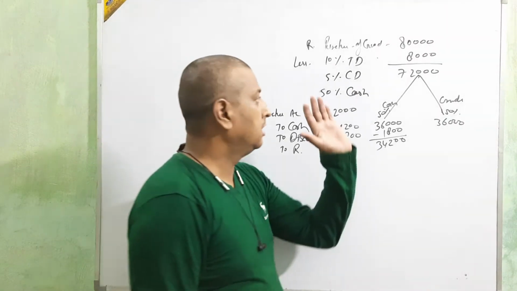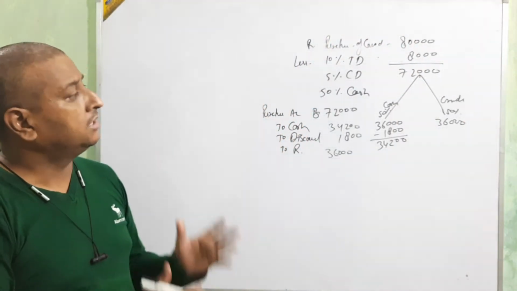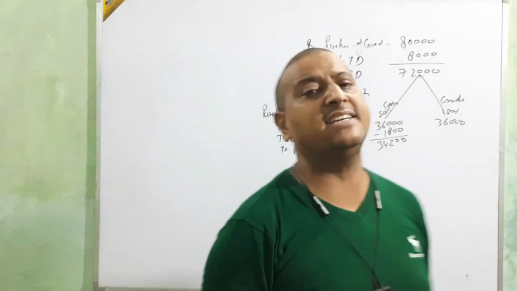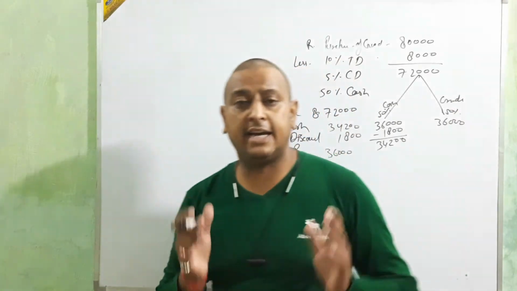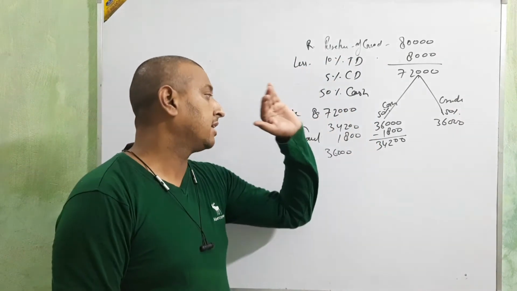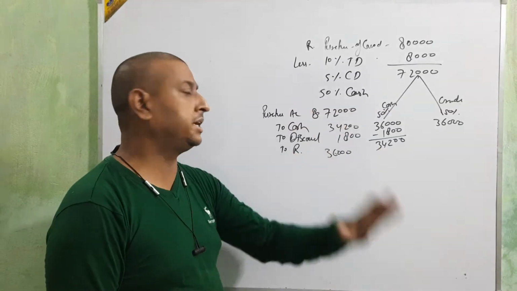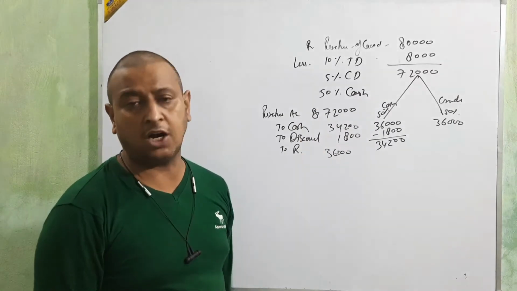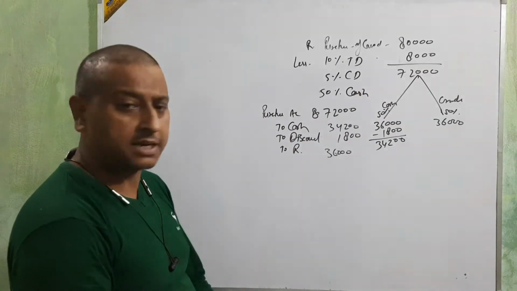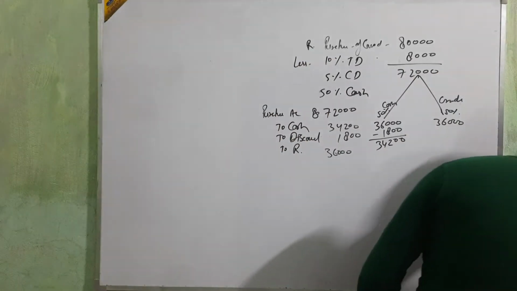Clear or not? First we are going to less the trade discount, then that amount is divided in two parts, cash and credit, and then on the part of cash we are going to allow the cash discount. Then this amount we show in cash, discount in discount, and credit in front of the name. Okay, beta? Clear? Now I am going to start the questions of your book.